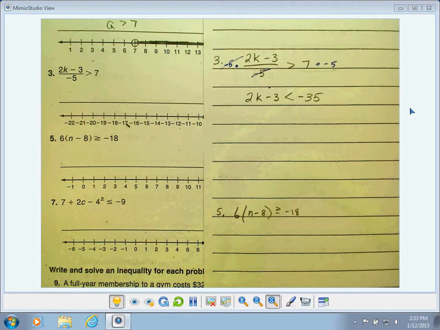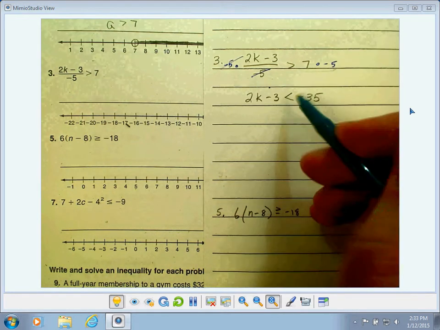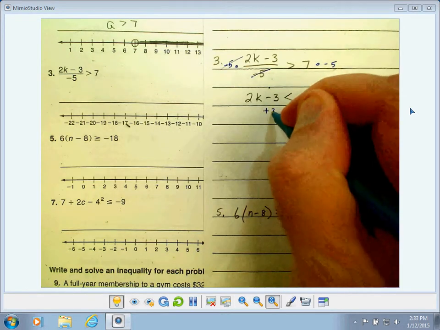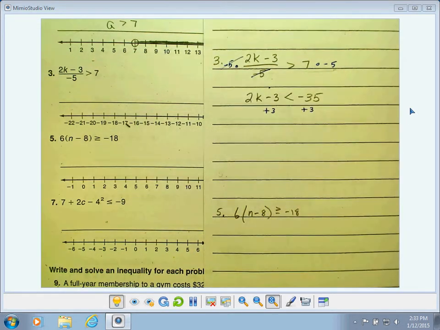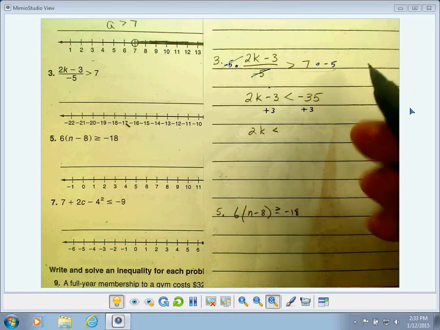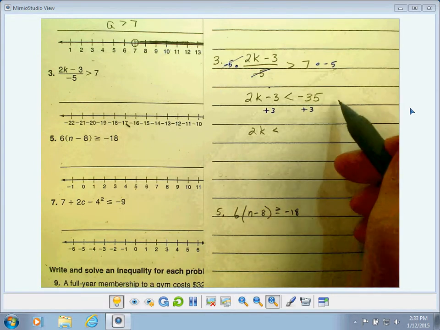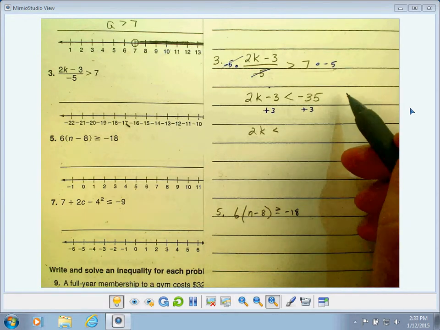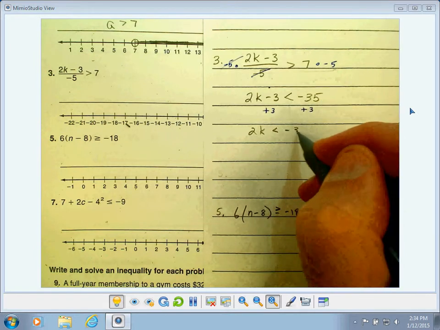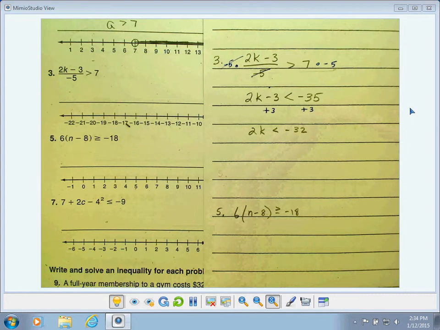Okay, now we're kind of back to where we were in number 1. This minus 3 needs to go away, so I'm going to add 3 to both sides. And when I do that, it's going to be 2k is less than. Now negative 35, I'm going to gain 3 back, so I'm actually going to get out of the negative a little bit. I'm going to go negative 35 plus 3. It's going to take me back up to negative 32.